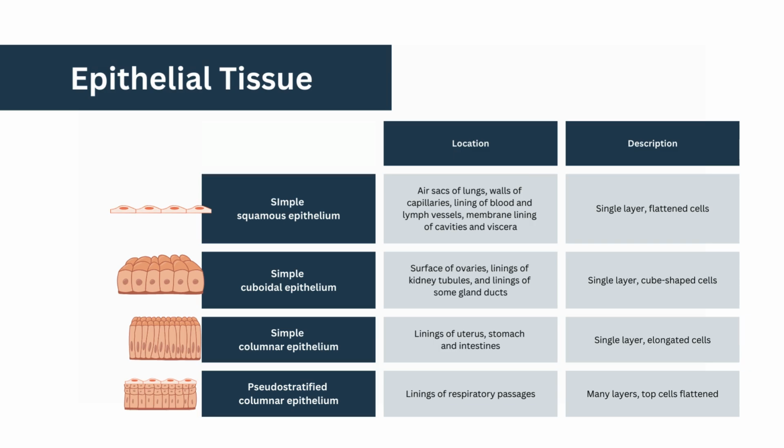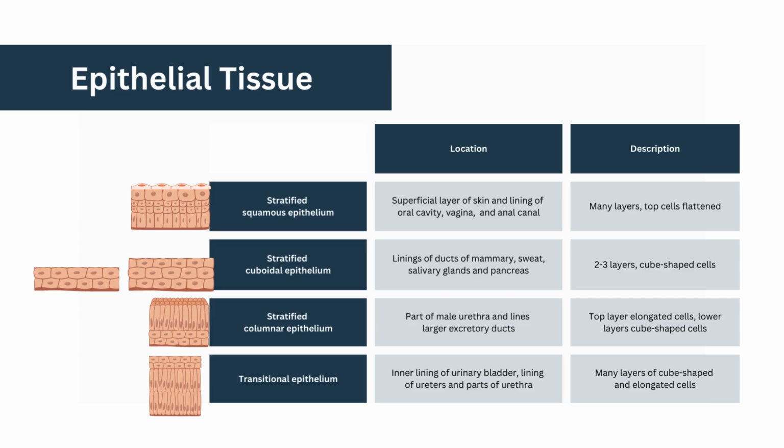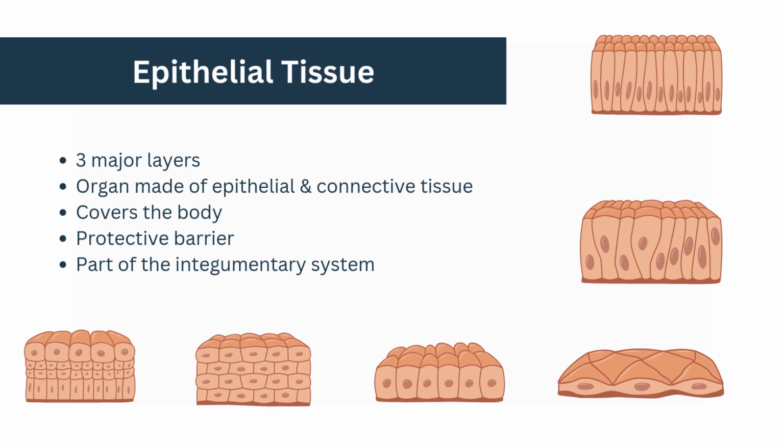There are 8 arrangements of cells and layers known as epithelial tissue types. Pseudostratified, stratified, and transitional epithelium are composed of a variety of combinations of these three simple tissues. Briefly review the chart to orient yourself with the types of tissue. We will further explore most of these next. Epithelial tissue is composed of 3 layers, which we will explore as we briefly review the structures of the integumentary system.